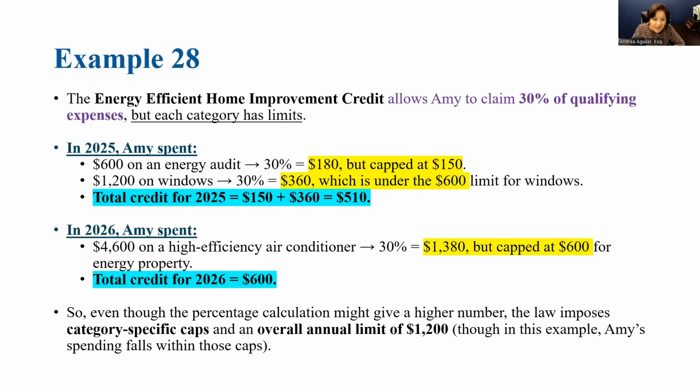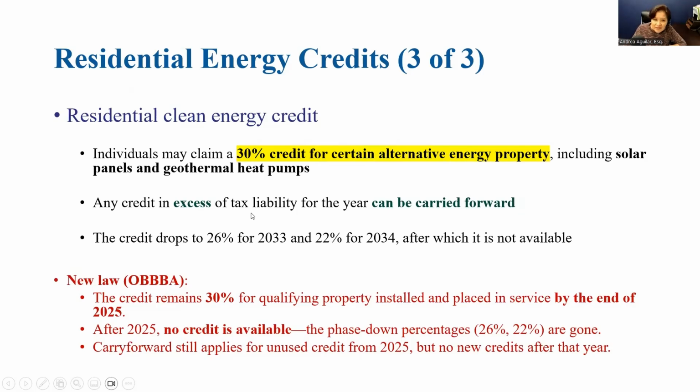In 2026, Amy spent $4,600 on a high efficiency air conditioner, and 30% of that amount is $1,380, but that amount is capped at $600. So that is the total amount of the credit that she qualifies for tax year 2026. Okay, so that is important to remember. So even though the percentage calculation might give a higher number, the law imposes category specific caps and this particular annual limit of $1,200.